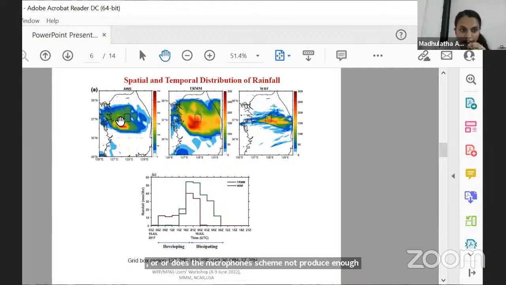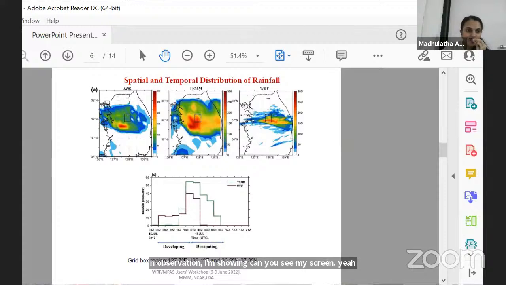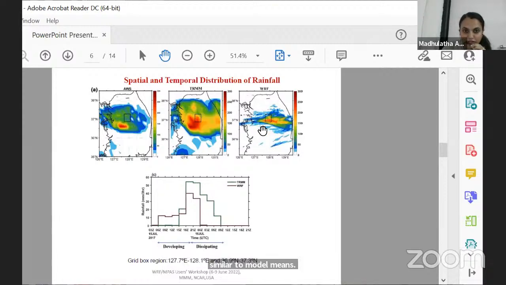If you see with AWS, you can see the high resolution observation. I am showing, can you see my screen? Yes. If you see the AWS, this is also similar to the model, meaning this is high resolution, but anyway, the model is not able to capture the spatial band over this region.